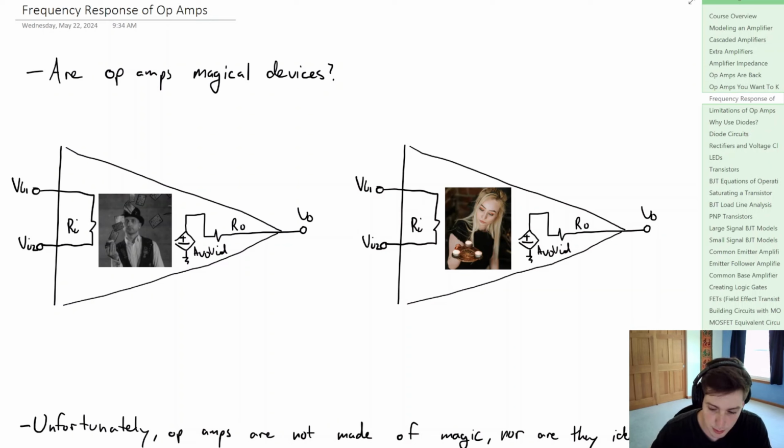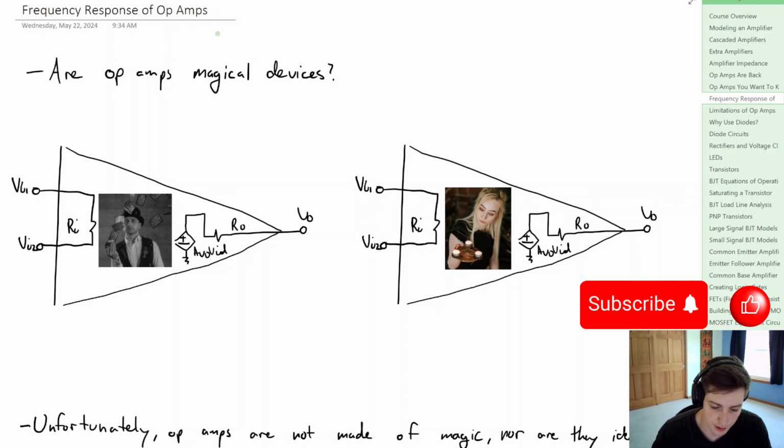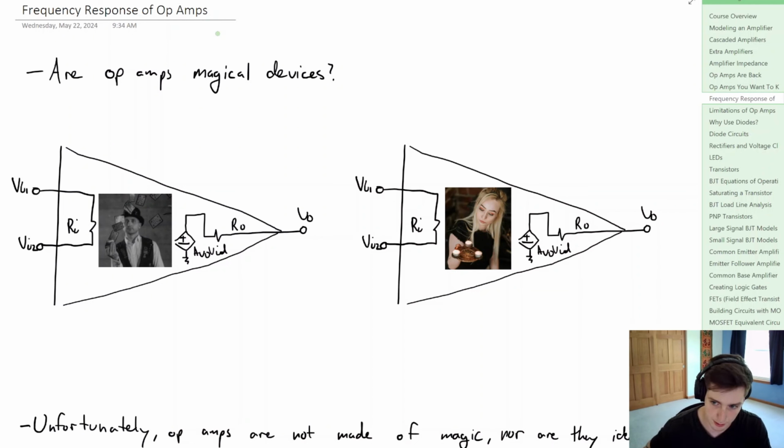Alright, we're going to pick up right where we left off in the last video, and we're going to look at the frequency response of op-amps. Oftentimes in everything electrical engineering, you're just going to hear that some devices have some magic in them. And we really want to ask ourselves, are op-amps really these magical devices? Are we using some magician to get our output voltage? Are we summoning the Dark Lord? No, the answer is no, they're not.